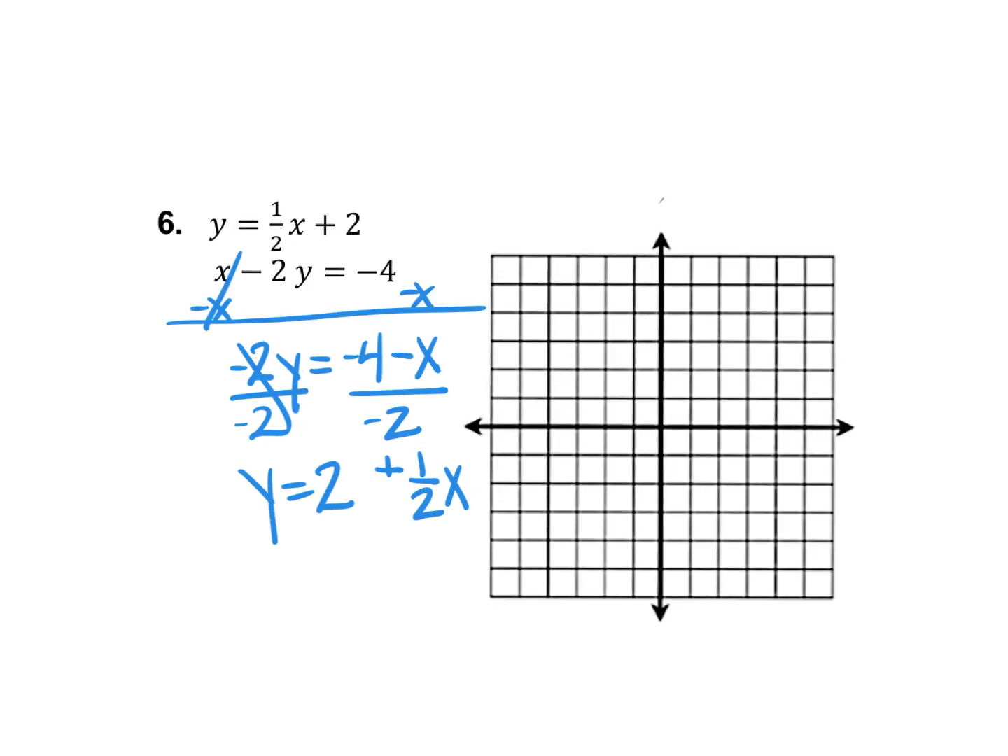All right, so for question number 6, because this video is getting to be too long and then it won't let me post it, I solved for y here for you. So let's go ahead and graph our first equation, in which we have a slope equal to 1/2 and a y-intercept that's equal to 2. So we're going to start on the 2, and we're going up 1 over 2. All right, so now we've graphed this one.